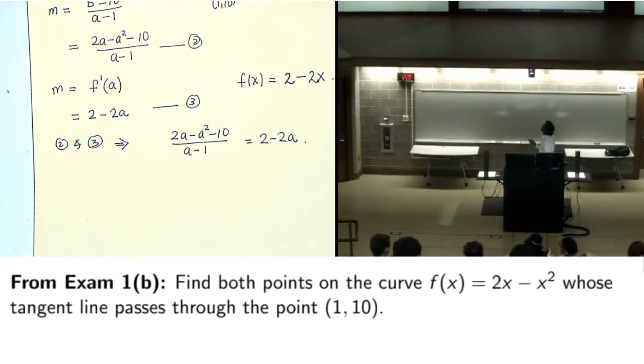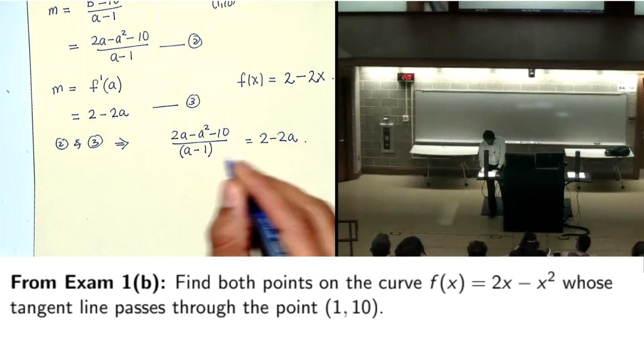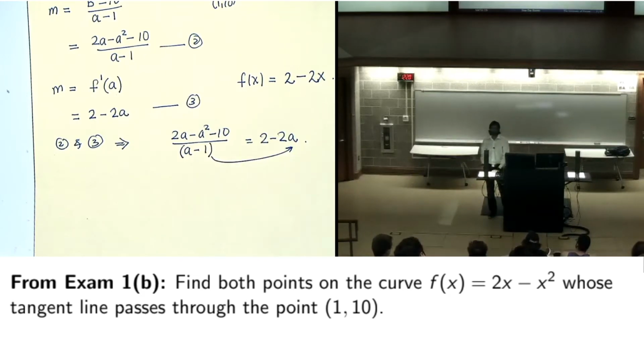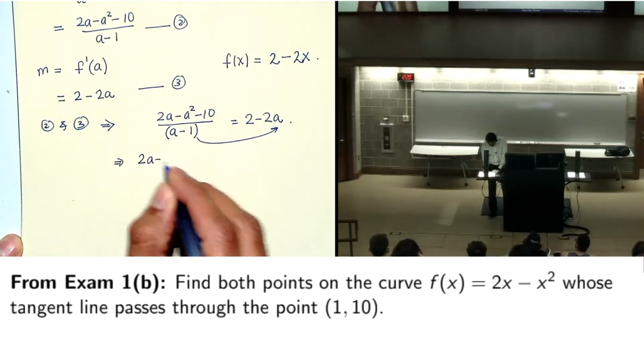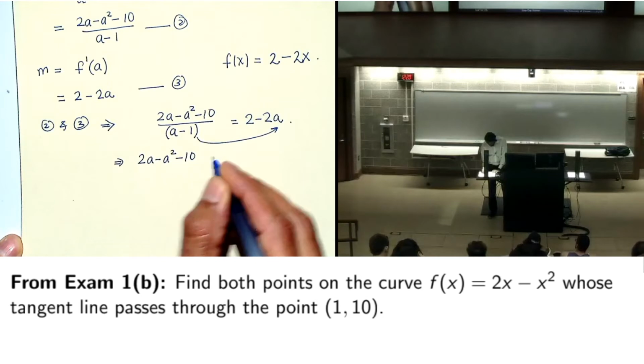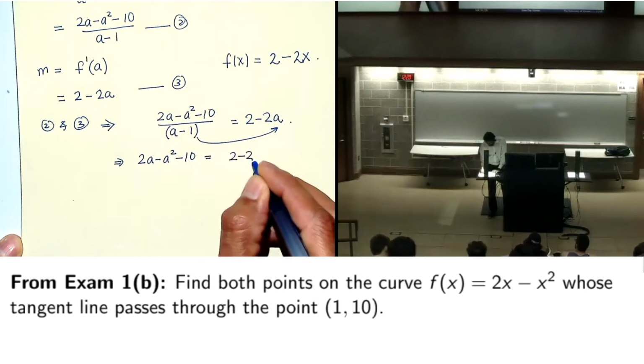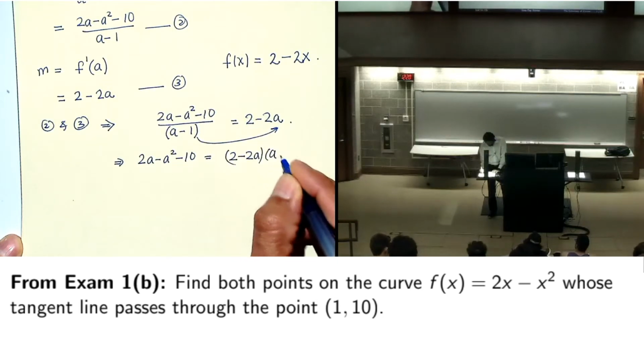How are we going to solve this equation actually? Anyone want to give me an idea? What should we do when we want to solve the equation? First thing is you clear off the denominator. Denominators are not good candidates, so we're going to kill them. If I want to clear off the denominator, I will multiply both sides by a minus 1, or I move that a minus 1 to this side. Okay. This is going to be 2a minus a square minus 10 is equal to 2 minus 2a multiplied by a minus 1.